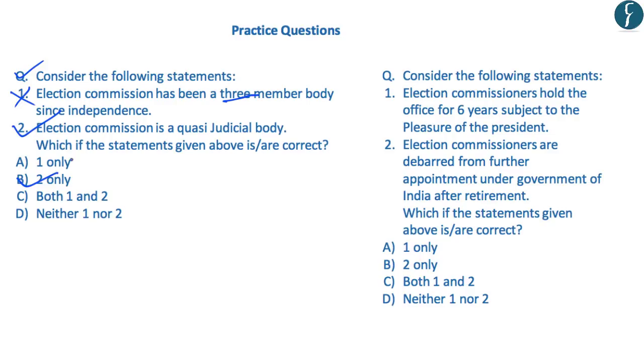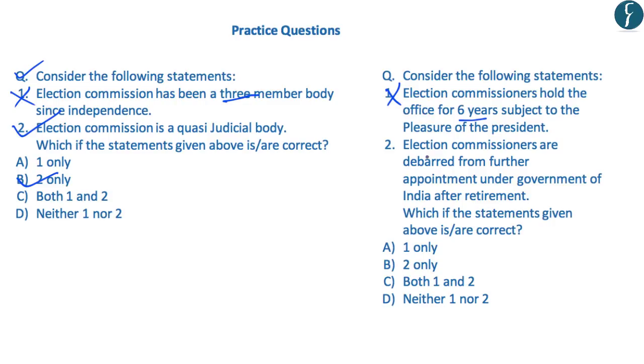The next question reads, consider the following statements. The first statement reads, election commissioners hold the office for 6 years subject to the pleasure of the President. This statement is incorrect because the Chief Election Commissioner as well as the election commissioners do not hold the office under the pleasure of the President. This is because the Chief Election Commissioner can only be removed in the manner which has been prescribed for the removal of a Judge of the Supreme Court. However, the election commissioners can only be removed based on the recommendations of the Chief Election Commissioner. So this statement is incorrect.